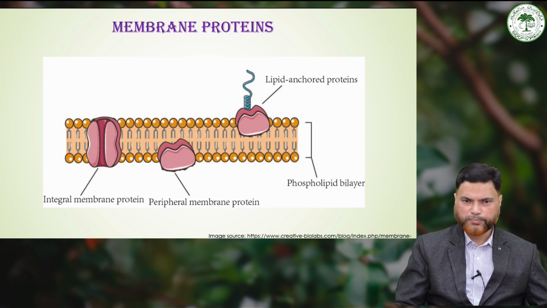Most of the peripheral proteins are generally soluble in water, and examples of peripheral proteins can be found in the membrane of red blood cells, like spectrin.